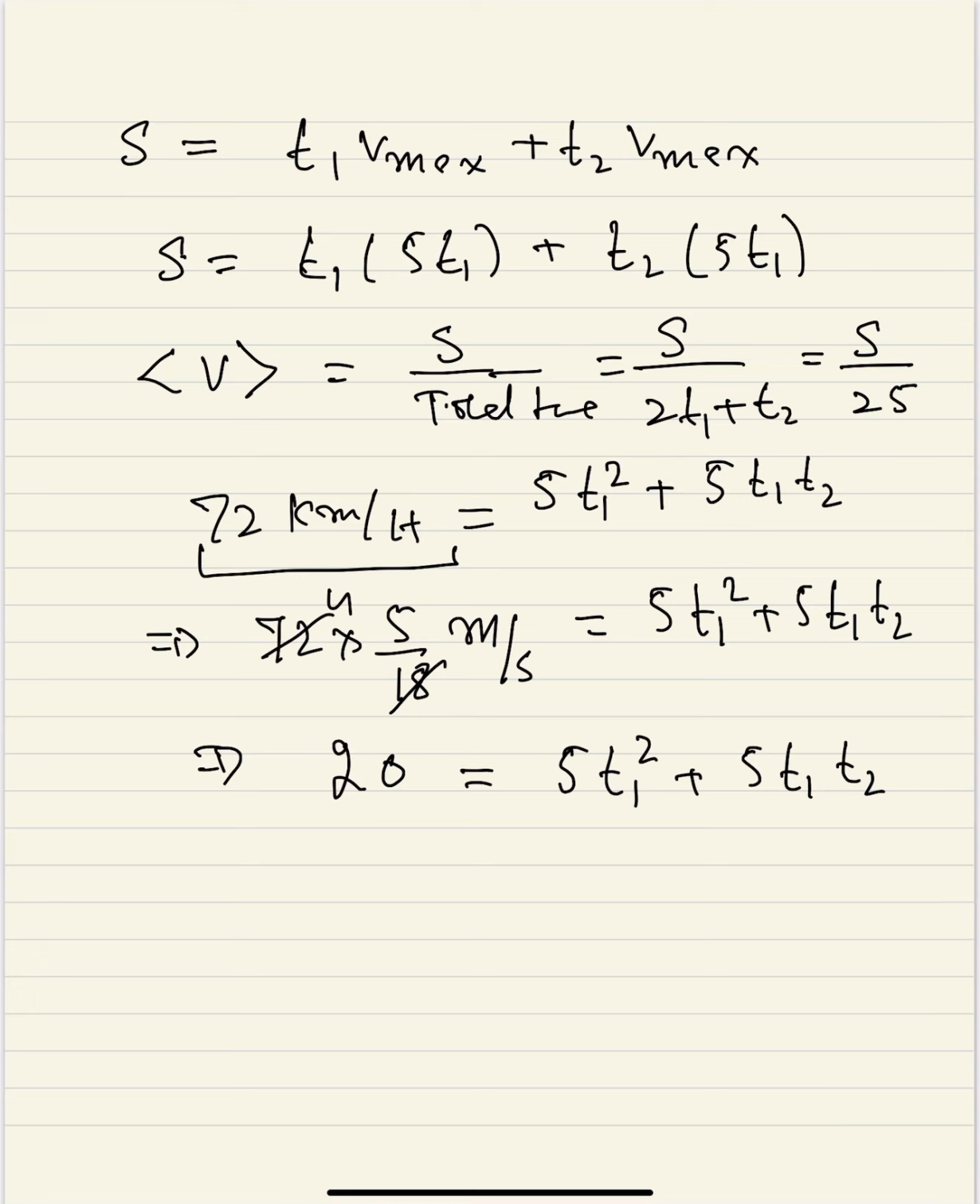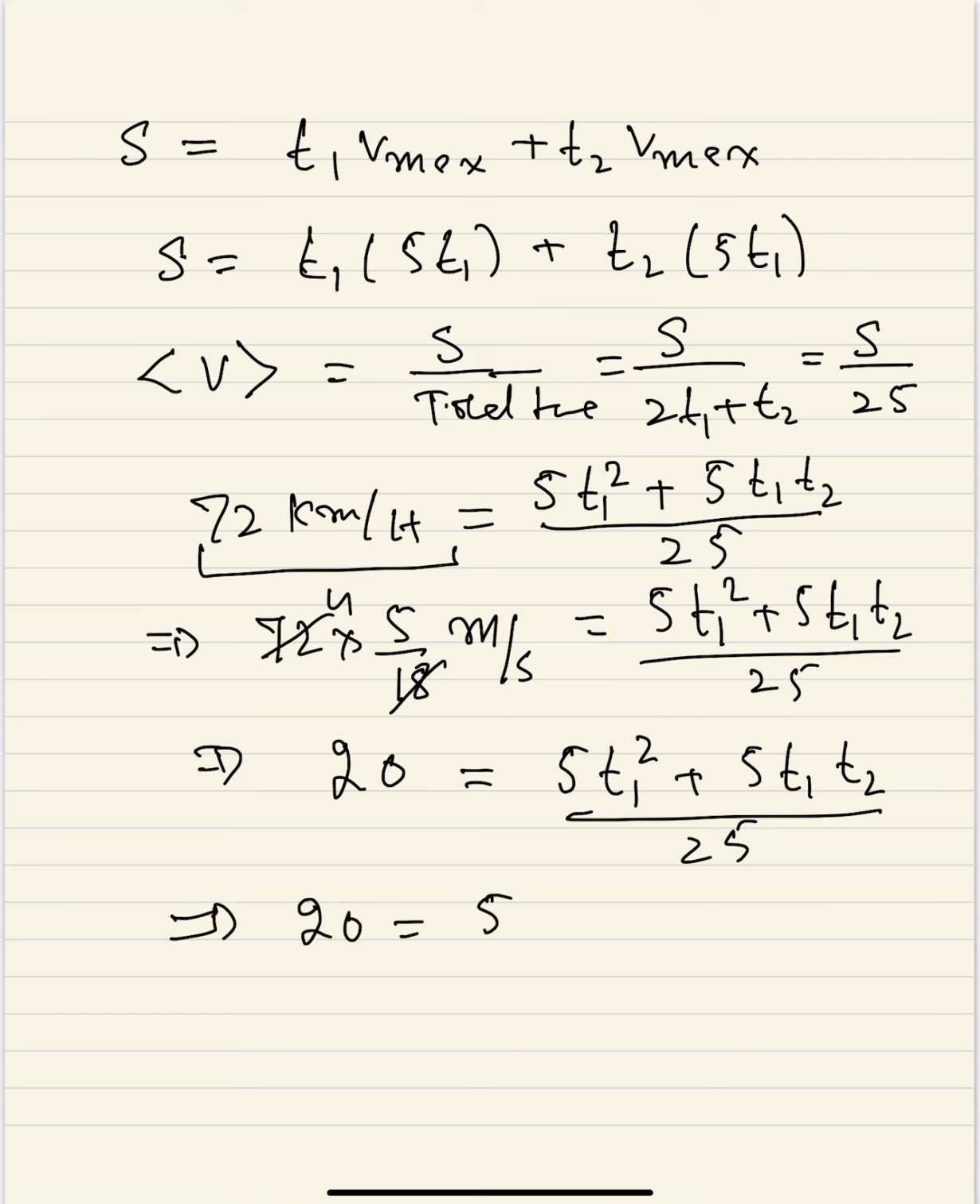What I know is average velocity is displacement divided by time, that is S, 5T1 square, divided by 25, sorry, so this also will be divided by 25. So it is 20 is equal to 5T1 square plus 5T1. What is T2 from here?